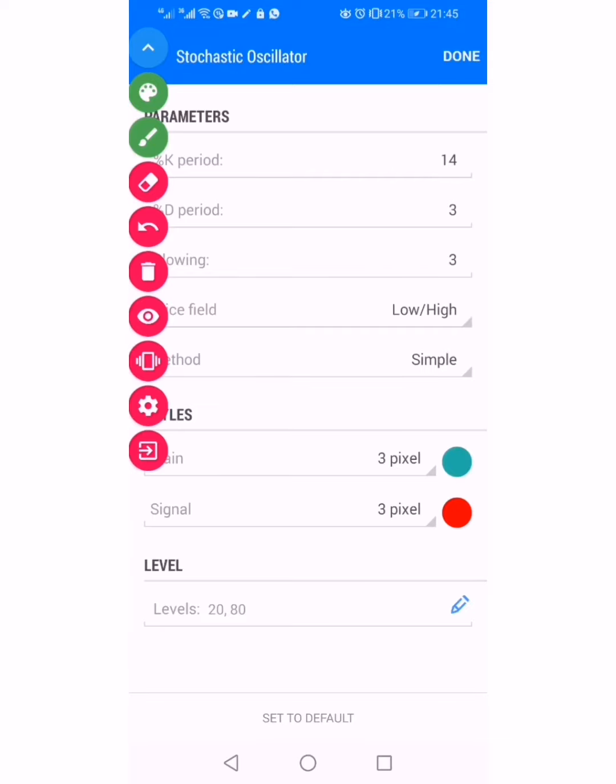Okay, so you need to make sure that your period here, the first one, remains as it is. It's your 14. Others like to put it on a 60. Just check it out yourself and see which one works best. And then the second value should be a 3, and the following one should be a 3 as well. And make sure everything else remains like that.